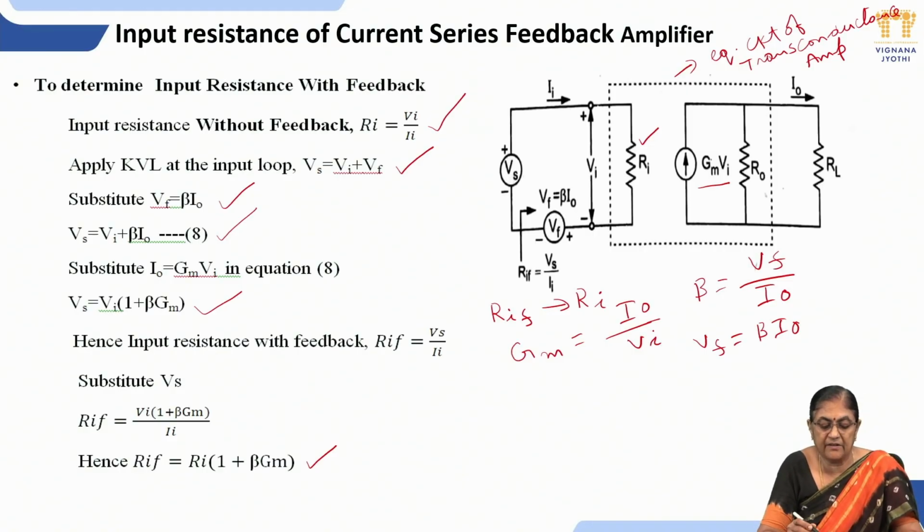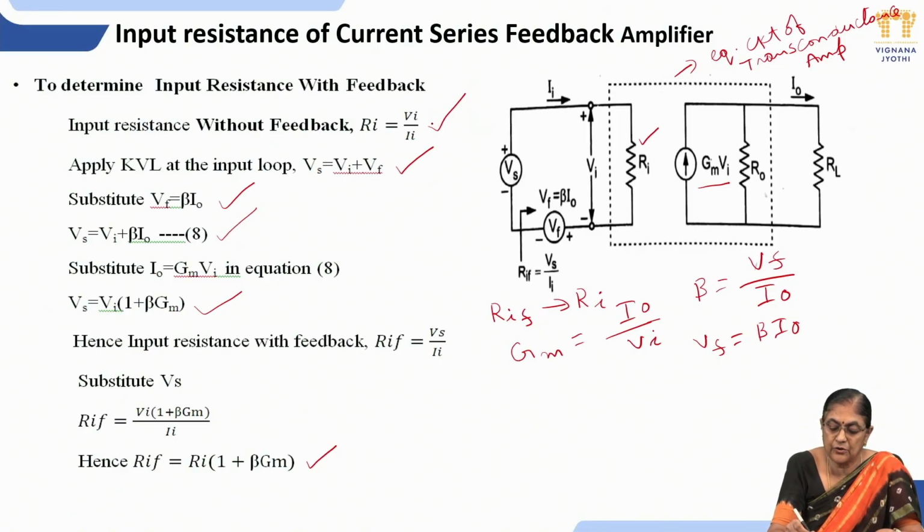Now we will see the derivation for input resistance with feedback. Input resistance without feedback, Ri is equal to Vi by Ii. By applying KVL in the input loop, you will get Vs is equal to Vi plus Vf. But Vf is beta I naught. Therefore, the above expression becomes Vs is equal to Vi plus beta I naught. So this is equation 8.